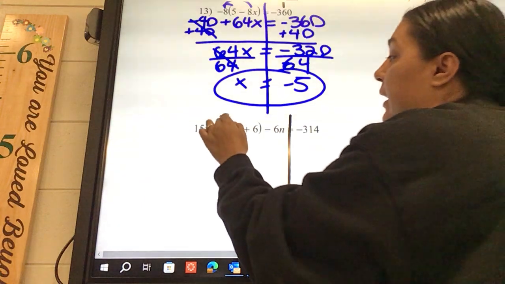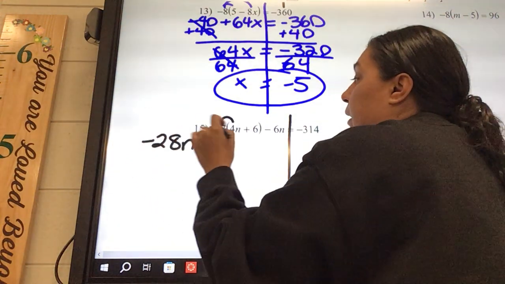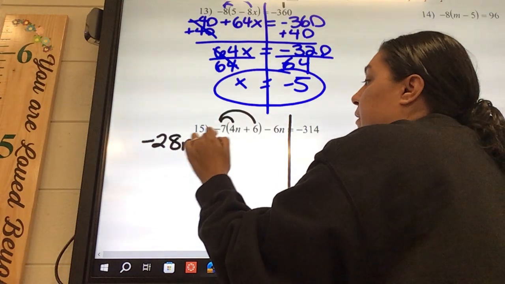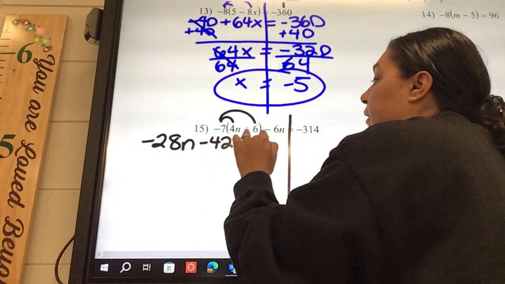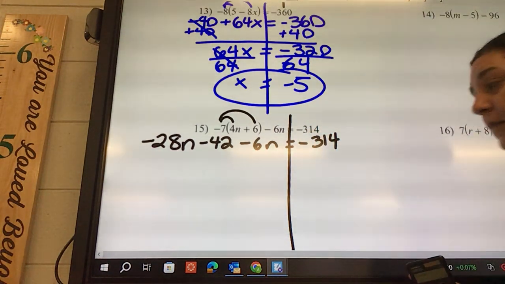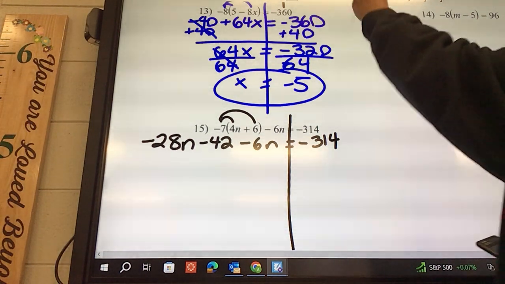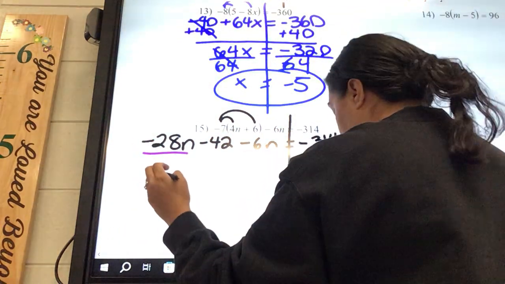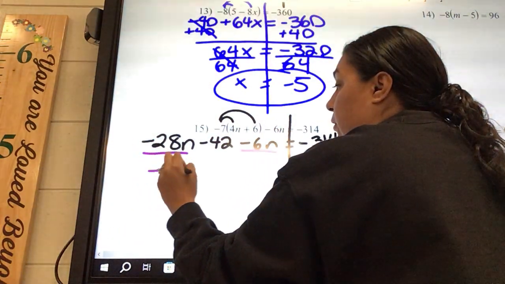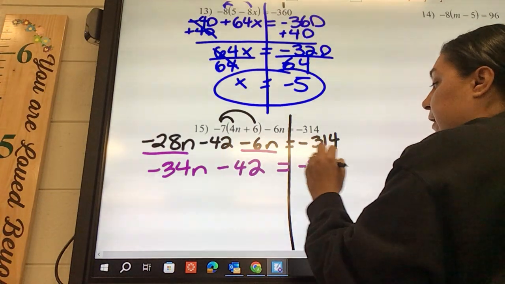Okay, 15, I got negative 7 times negative 4, which is going to be positive 28n. Negative 7 times negative 6 is going to be positive 42. And then I still have that minus 6n. Again, you can see that there are 3 pieces on the left, so that means somebody can get put together. So the 28 and the 6 can go together because they both have an n. So it's going to be negative 34n minus 42 equals negative 314.